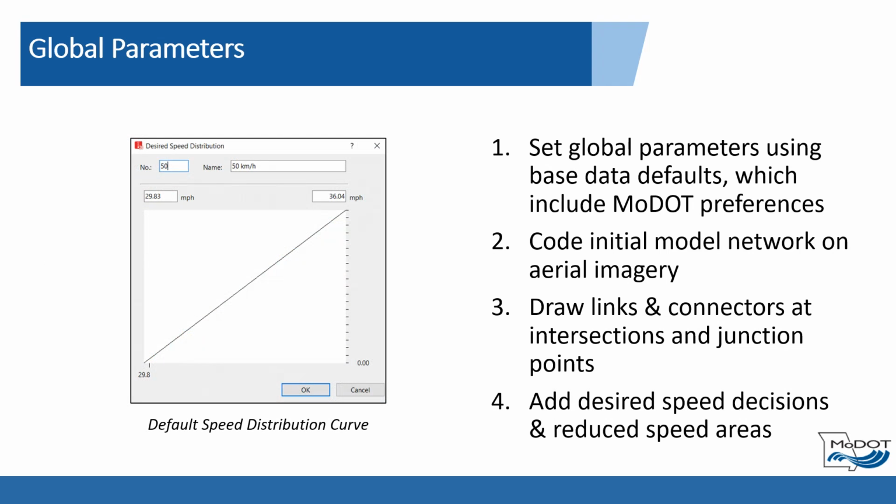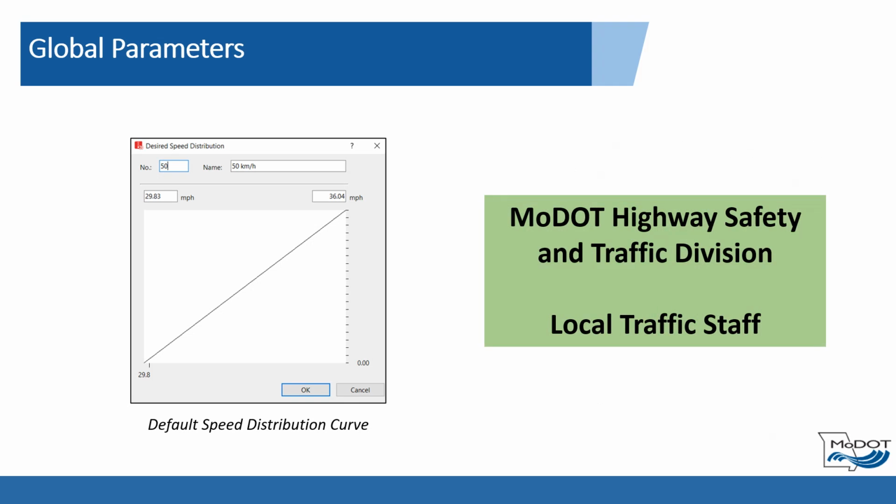The initial roadway network can have additional basic elements added to the links and connectors, such as desired speed decisions, where a speed limit changes, and reduced speed areas, where horizontal curvature necessitates a temporary reduction in speed, such as for left or right turns at an intersection. The MoDOT Highway Safety and Traffic Division Office or local traffic staff can provide base-level model files upon request.